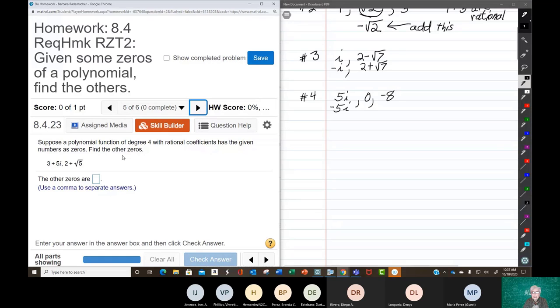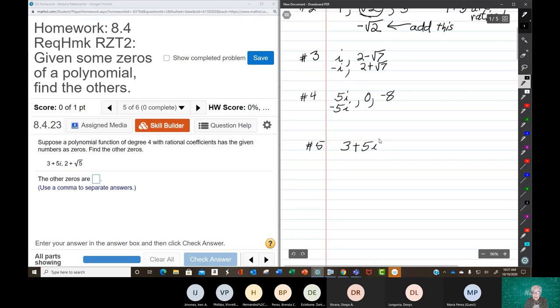Okay, now, here, number 5. There's a polynomial and it has the zeros. There's a polynomial with rational coefficients. That is integers and fractions. Now, somebody comes up to you and says, one of the zeros is 3 plus 5i, and another zero is 2 plus the square root of 5. Well, if you're going to have rational coefficients, then the other zeros are going to have to be 3 minus 5i, the conjugate of this, and 2 minus the square root of 5, which is the conjugate of that.